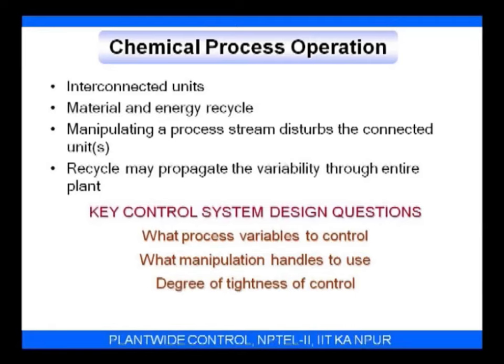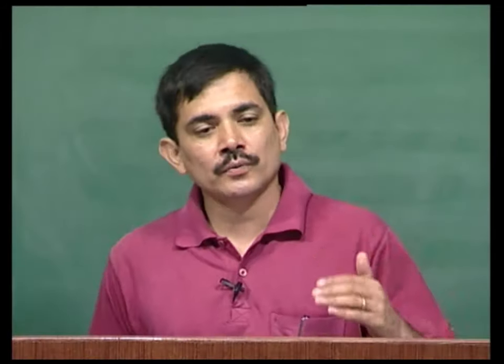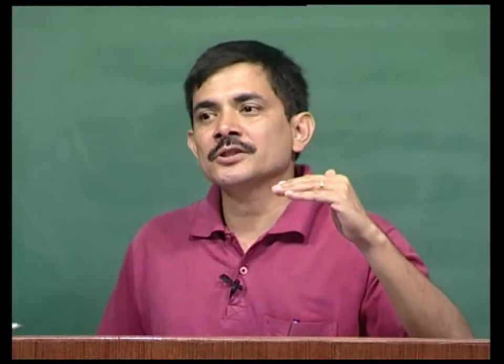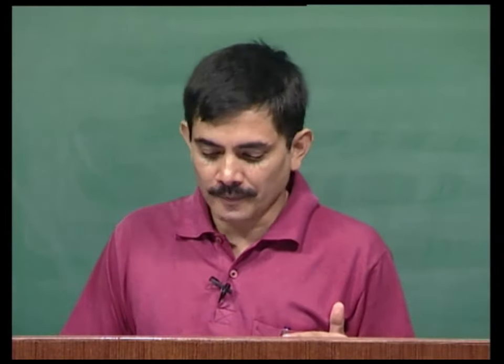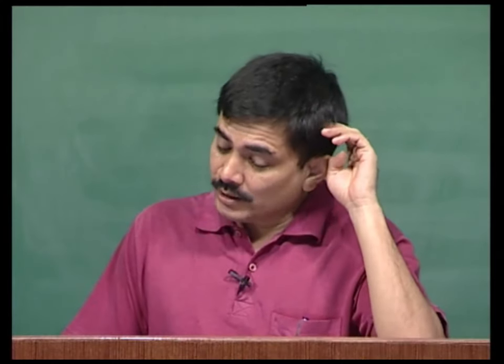Okay. So, the key control system design questions are, what process variables should we control? You see, tight control is not always good, because if you control something tightly, that means you are disturbing something else, probably more than you should. Okay. What manipulation handles to use?